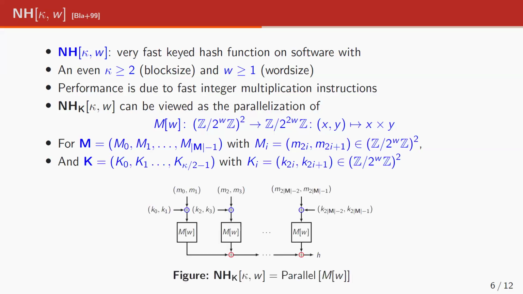And finally, how NH works is as follows. In each block, you have a tuple of W-bit integers as message, and the same for the key. Then we add them component-wise, and the additions are always modulo 2 to the W, because we are operating over the group (Z over 2 to the W Z) squared. Then we take the multiplication of these two components. So for the first block, the output would be (M0 + K0) times (M1 + K1), and so on. All these results are finally added together to form the digest. The additions are denoted in different colors because the addition in blue is addition modulo 2 to the W, whereas the addition in red is addition modulo 2 to the 2W.